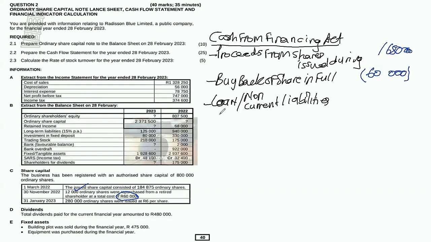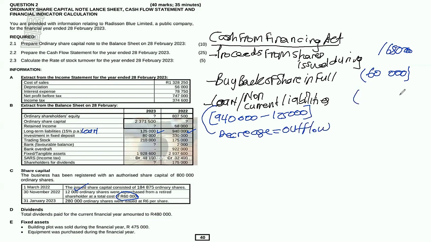And then you check your non-current liabilities under the balance sheet section. So now we have our long-term liabilities. Our long-term liabilities, it's a loan. Therefore, loan at the beginning was 940,000, and at the end was 125,000. So show your calculations at first. It's 940,000, you subtract 125,000. So now it means our loan decreased.